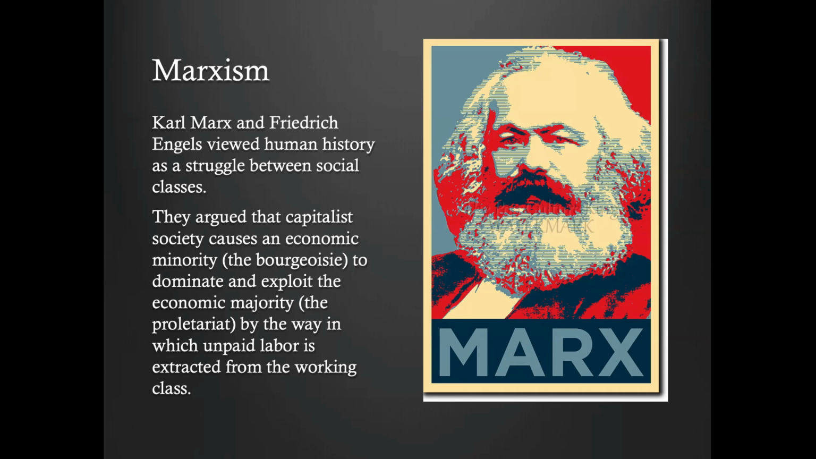Now, Marx and Engels argued that capitalist society, and here's an overview of Marxism. If you want to know what Marxism is, here it is on a bumper sticker or in a nutshell, right? Capitalist society causes an economic minority, which Marx refers to as the bourgeoisie, the owners of capital, to dominate and exploit the economic majority, the workers, the proletariat, by the way in which unpaid labor is extracted from the working class.